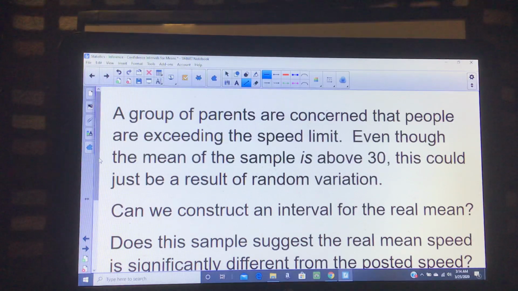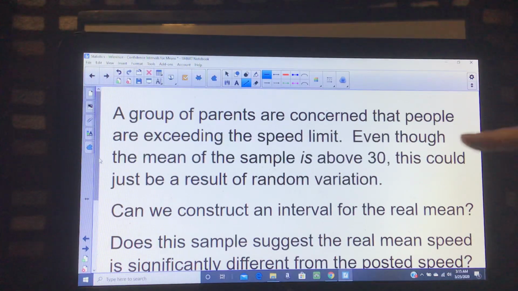So here's where the confidence interval comes in. A group of parents are concerned that people are exceeding the speed limit. In fact, we have evidence that that's the case. The example has an average of 31.04, so on average they're speeding.